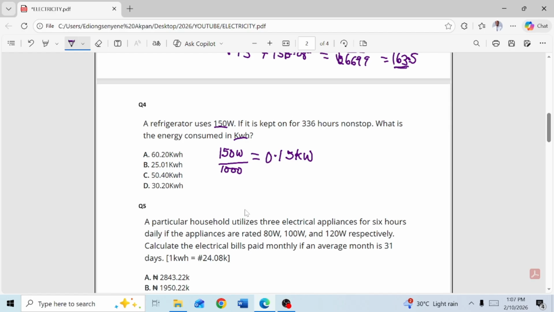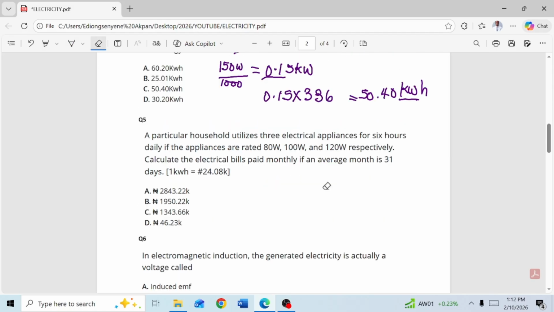Now the question is, what is the energy consumed in kilowatt hour? That will be the power times the time it consumes. So 0.15 times 336. So we have here 50.40 kilowatt hours.